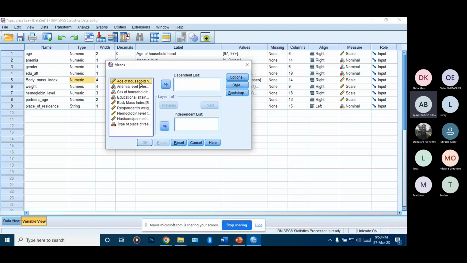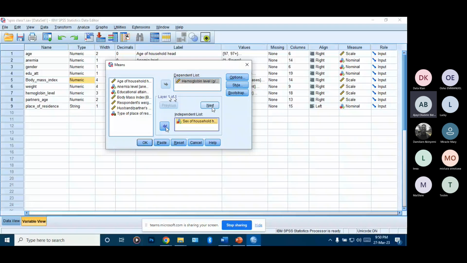Now, in this place, let's pick the hemoglobin level of our respondents, and let's use their gender, the sex, as our independent list. Here, you're going to be seeing layer 1 of 1. We are still coming to that one. Next, we are coming to that one.